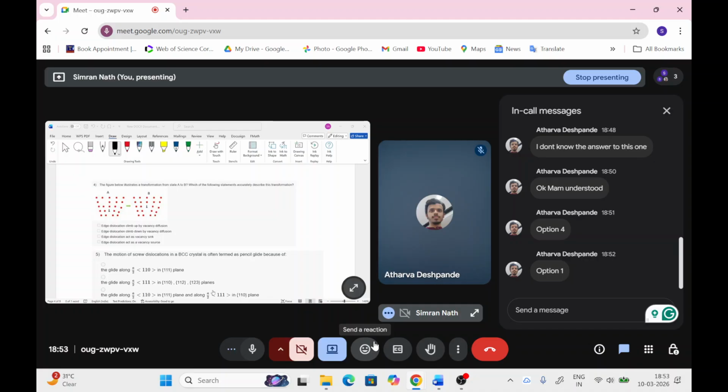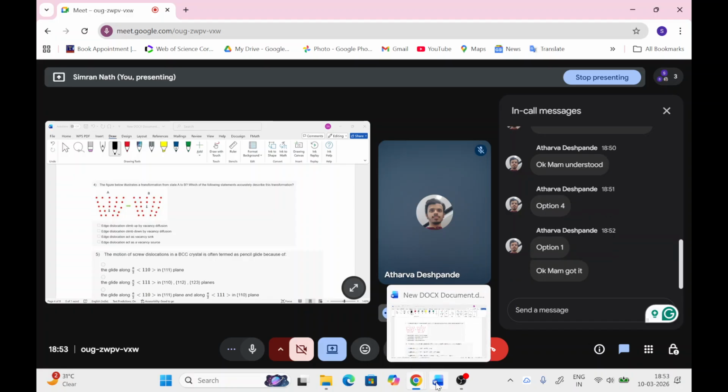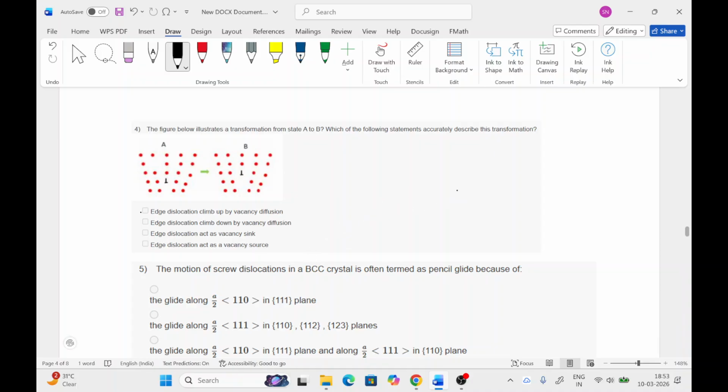Means the edge dislocation is creating vacancy in some other plane after the climb process. So in that situation, we will call it a vacancy source. But here the vacancy is coming to the edge dislocation, so we can see it acts as a vacancy sink. So the first and the third option are correct.